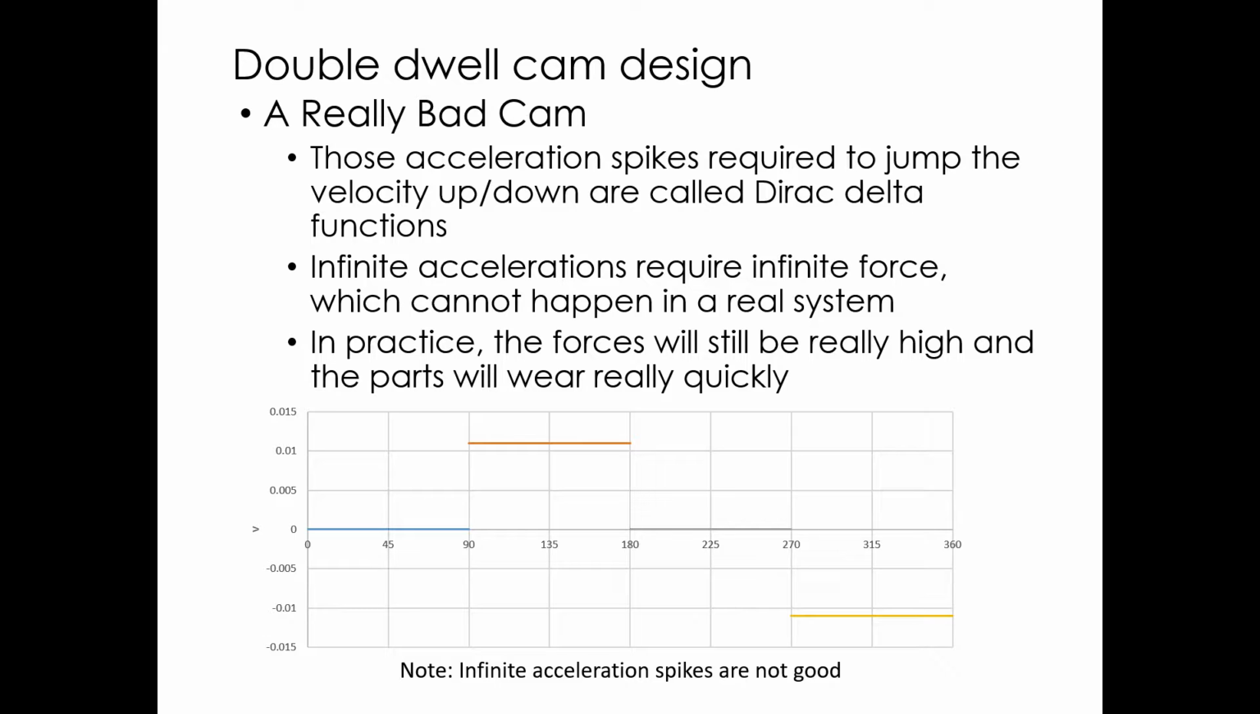Now, those infinite spikes of acceleration are called Dirac delta functions. You can actually mathematically model their effect. That's something that you'll talk about in controls. You'll talk more about how to model Dirac delta functions.